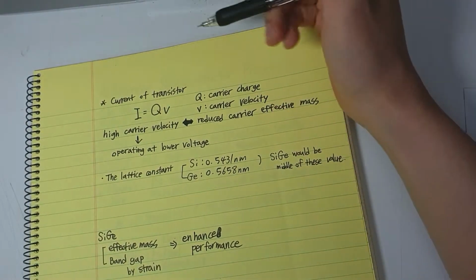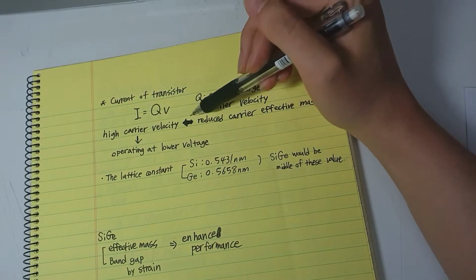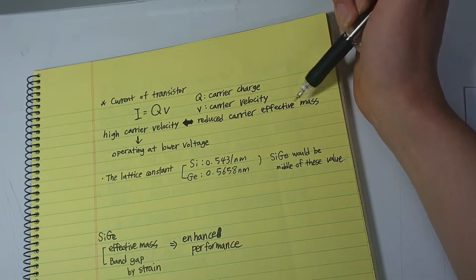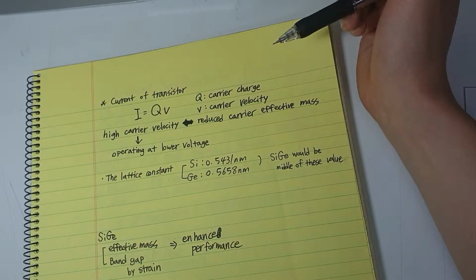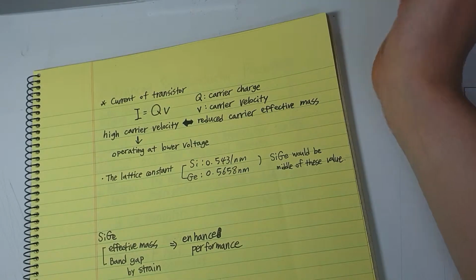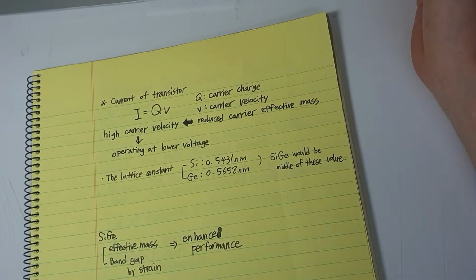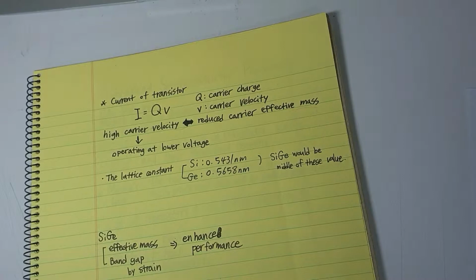The drive current of the transistor can be explained in this way, where Q is the carrier charge and V is the carrier velocity. Q is given by the carrier density, so the carrier velocity V could determine drive performance. In terms of effective mass, reducing the carrier effective mass can increase the carrier velocity. So people want to use another material which is lighter than silicon, like germanium.